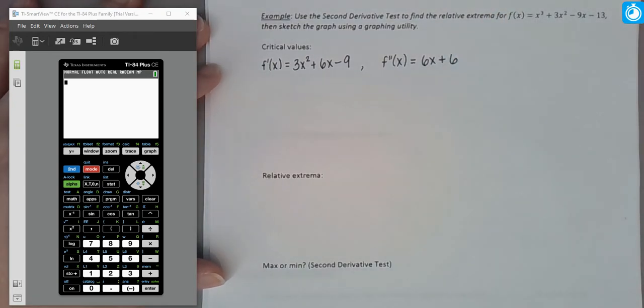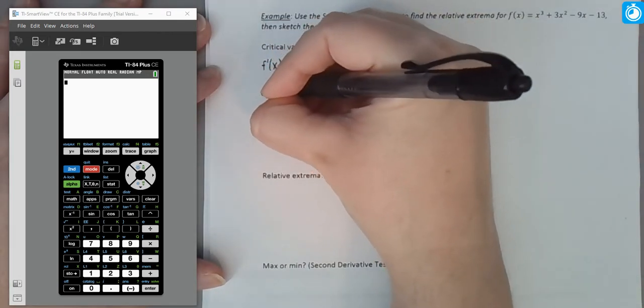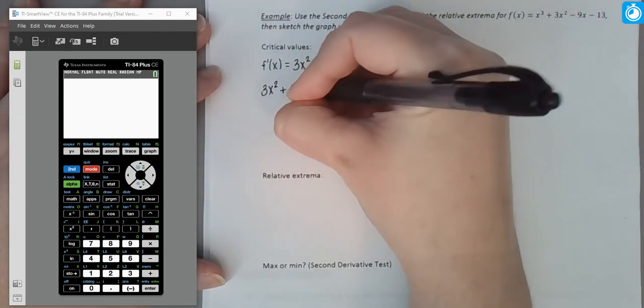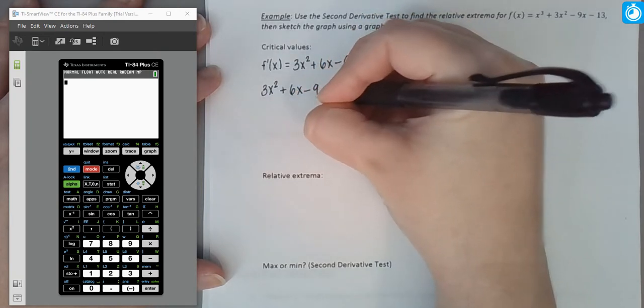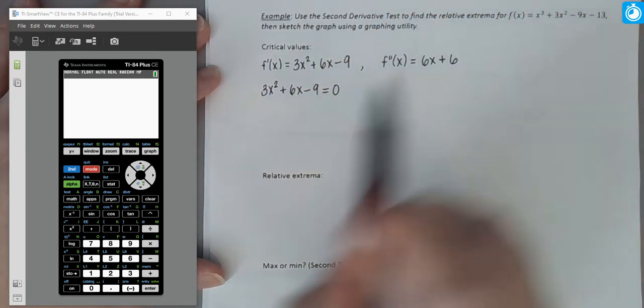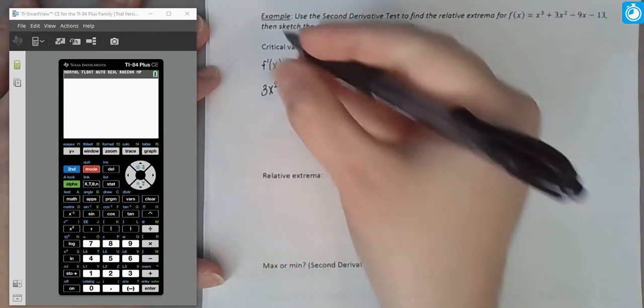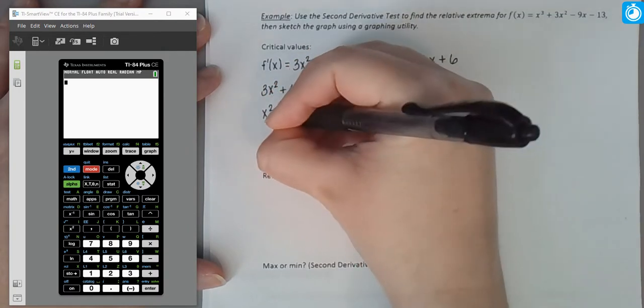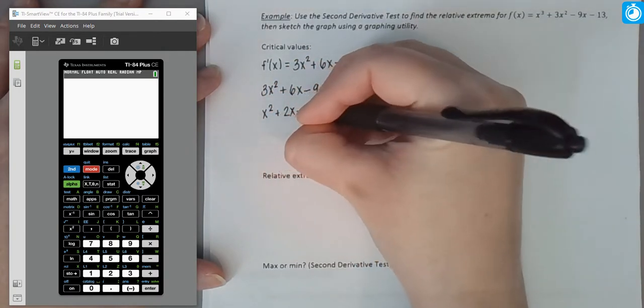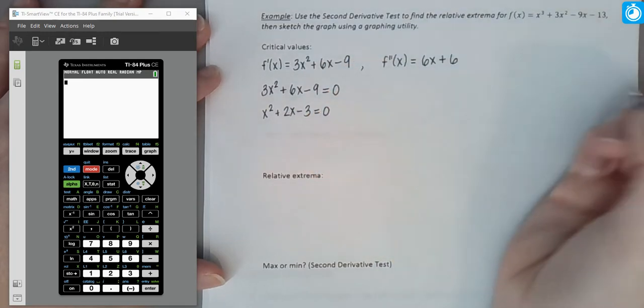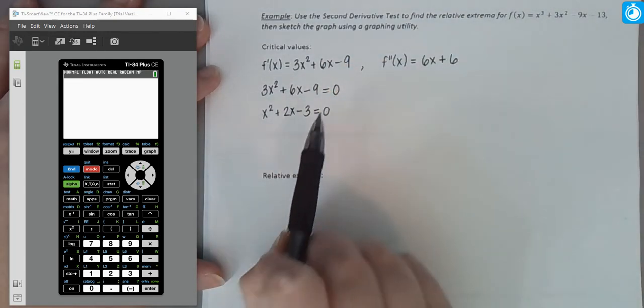Okay, so critical values, those come from the first derivative. Anywhere where the first derivative is 0, that means we have a horizontal tangent line. That's potentially a location where we could have a maximum or could have a minimum. So I'm going to take my first derivative, set it equal to 0. Now I notice that my coefficients have a common factor of 3. So to make my life a little bit easier, I'm going to go ahead and divide that out. So that's going to be x squared plus 2x minus 3 is equal to 0. I divide the 3 into 0 and it's still 0.